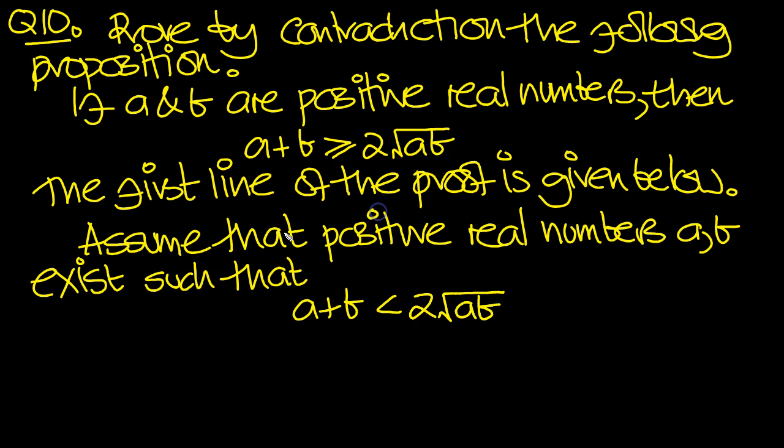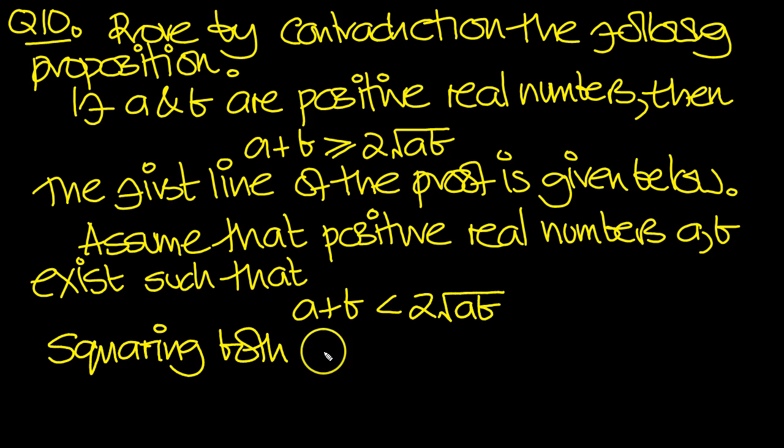Okay, so let's start it off here then. It's already started for us, isn't it? Squaring both sides. Let's square both sides since they're both positive and one is smaller than the other. If we square both sides then the inequality will be preserved, won't it? Because one is smaller than the other. So the square of this must be smaller than the square of the other side.